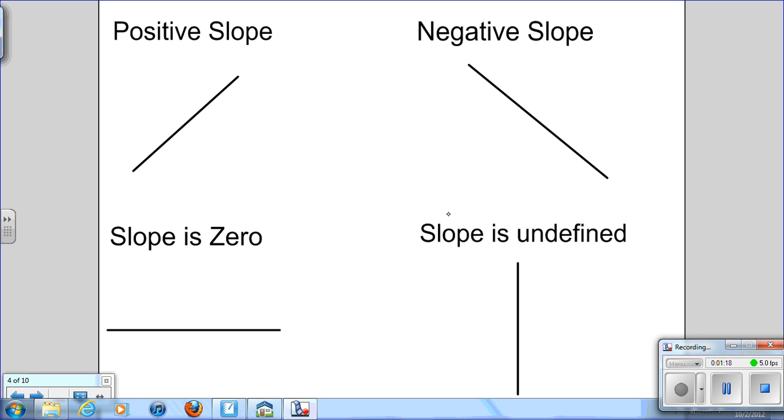Last thing about slope here is slope has some different possibilities. Obviously, a positive slope is increasing from left to right. A negative slope is decreasing from left to right. But you can also have a slope of 0, meaning there's no slant to the line and it's just horizontal. If the line is vertical, that means that the slope is undefined.